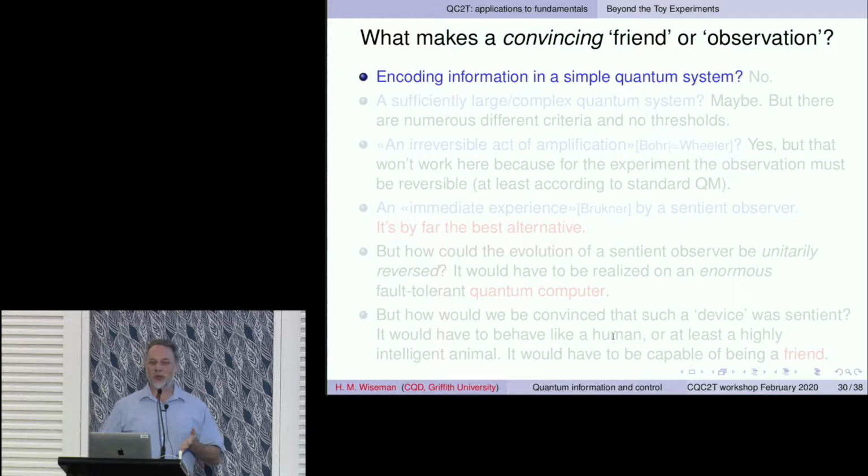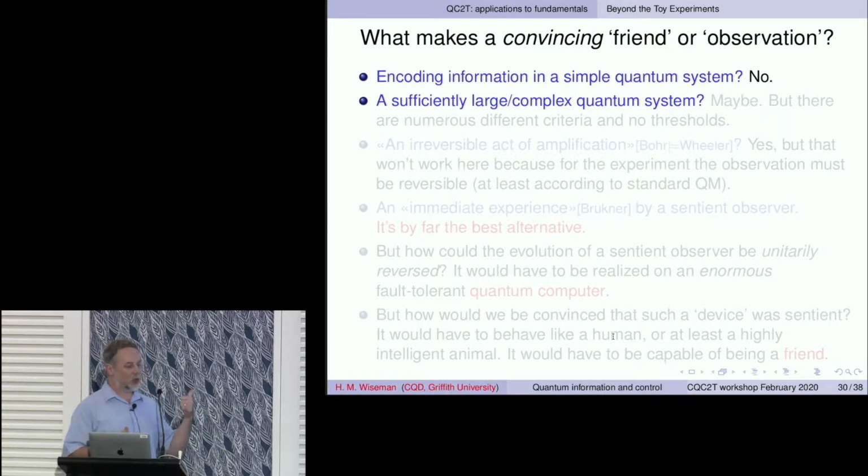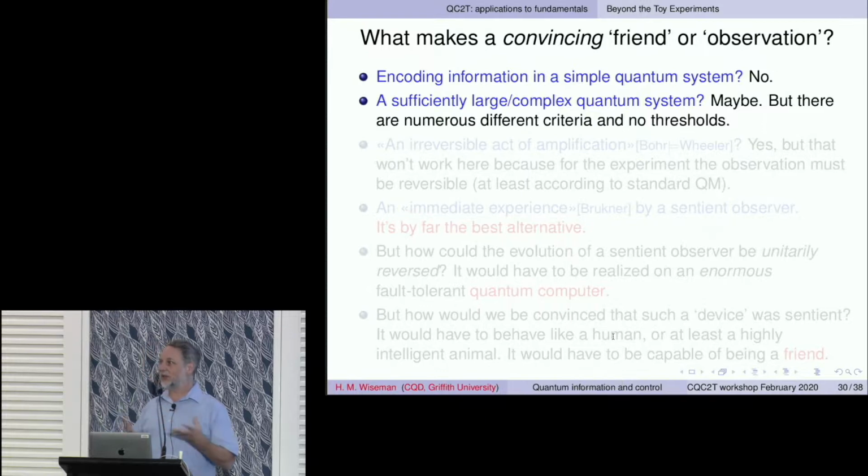Okay, so what would make a real convincing friend or observation for an experiment like this? Is it encoding information in a simple quantum system? I'm going to say no. What about a sufficiently large or complex system? Well, maybe, but there are lots of different ways to measure those things and no clear thresholds for when you would have reached an adequately large or complex system.